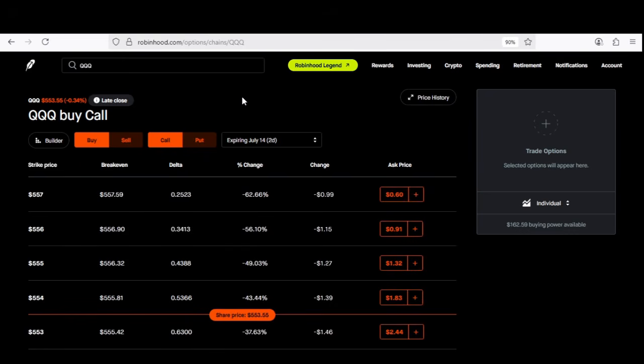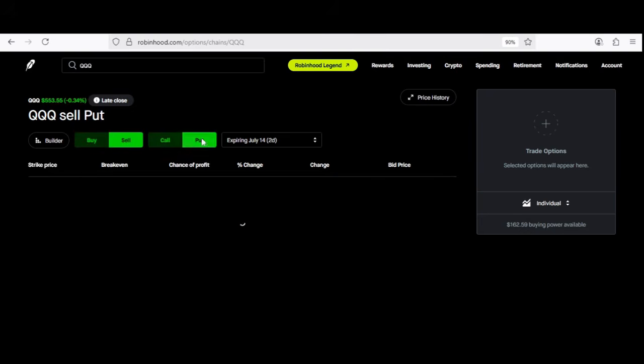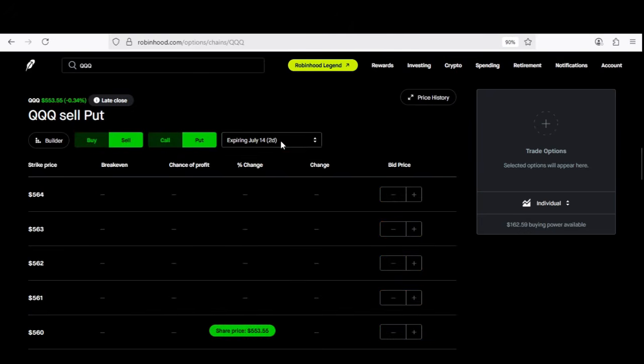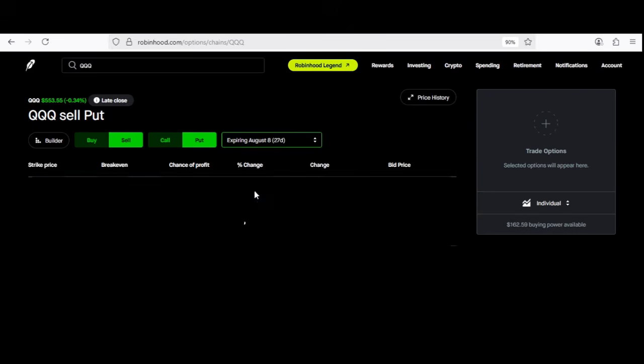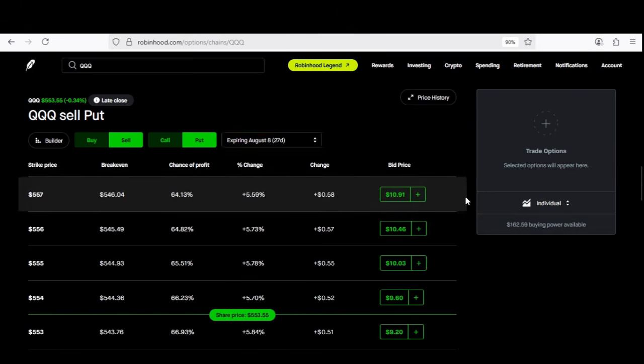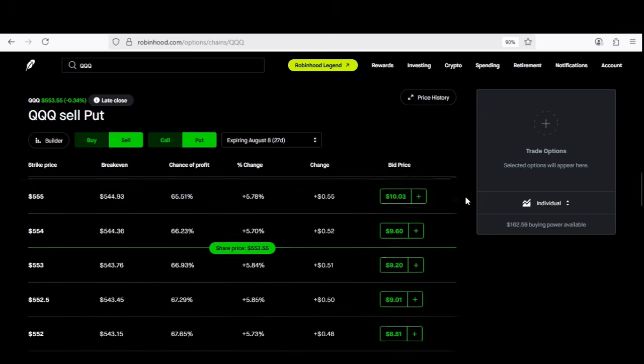So what we're going to do, we're going to go to sell right here. We're going to go to put right now. And then we're going to go ahead and choose our strike date. The strike date we're going to be choosing is going to be pretty much the same because we want to do monthly options on this. So that's going to be August 8th, 27 days to expiration. We're going to go ahead and choose our strike price.